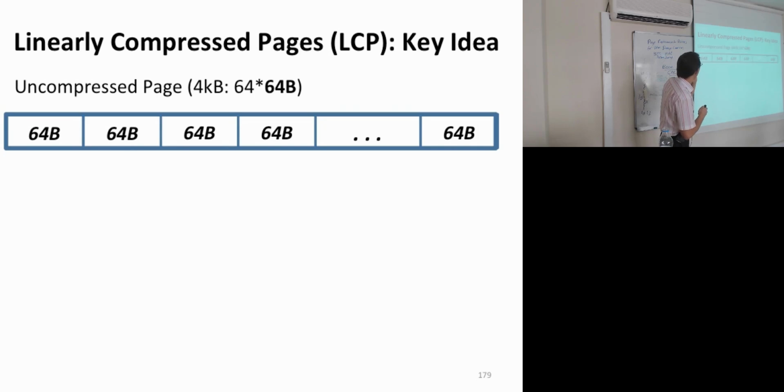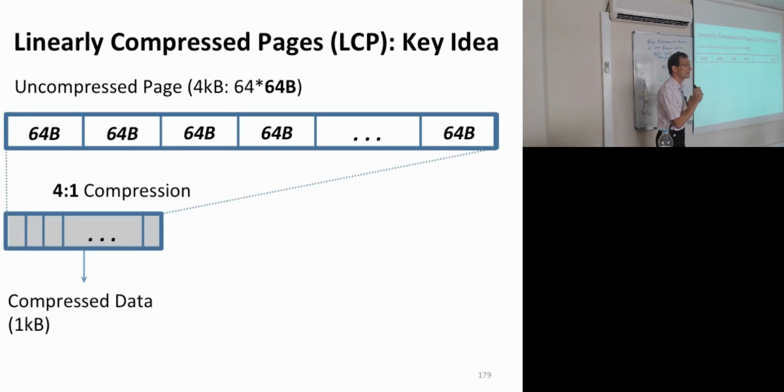Okay, what's the key idea? This is what an uncompressed page looks like. And to compute the address of a cache line, there's a linear mapping. We're going to try to preserve that linear mapping. So this is how our compressed page will look. A compressed page will support only some compression ratios. In this case, this is a page that supports a 4:1 compression ratio.